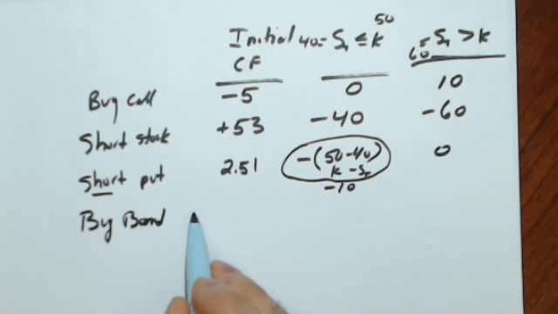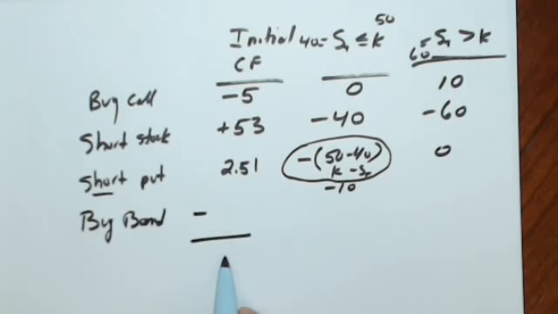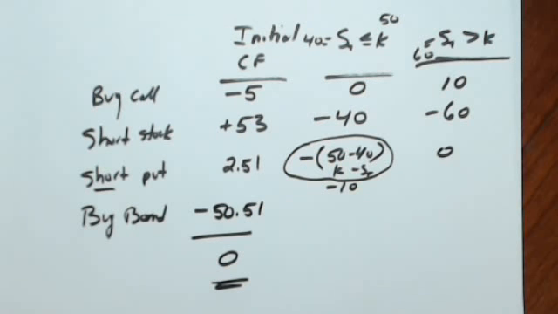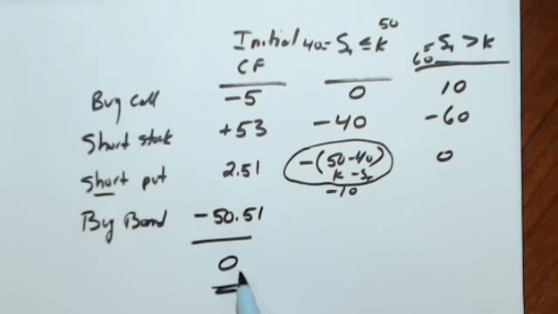The bond's going to cost us. We want to get this to be 0. Remember that? In order to get this to be 0, we've got to pay $50.51 to buy a bond, so we make sure our cash flow is 0. So this is, in a sense, a plug to get this to balance out.